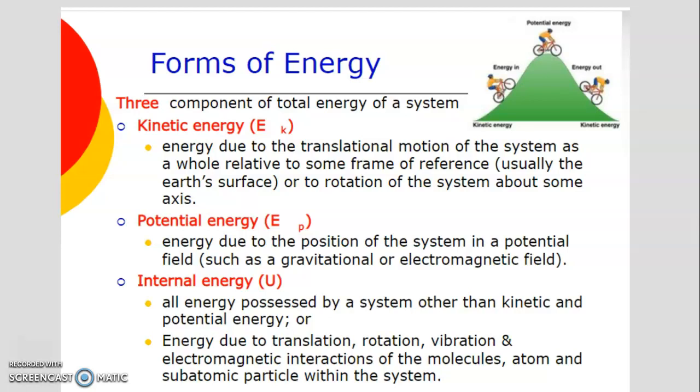Okay, let's say that if there is a phase change, that means from liquid to solid, solid to liquid, solid to gas, gas to solid, or gas to liquid. So there is a phase change. It means that there is internal energy. Okay.